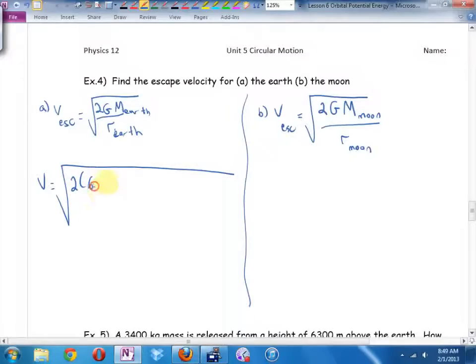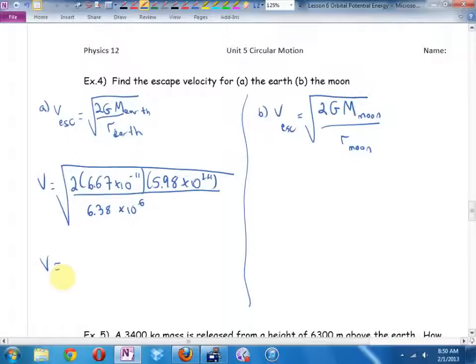6.67 times 10 to the negative 11, 5.98 times 10 to the 24th. I've got these ones memorized again. 6.38 times 10 to the 6th. I think escape velocity is around 11,000. I'm going from memory, but crunch the numbers, what do you get? I think it's right around 11,000 meters per second. Or am I wrong?